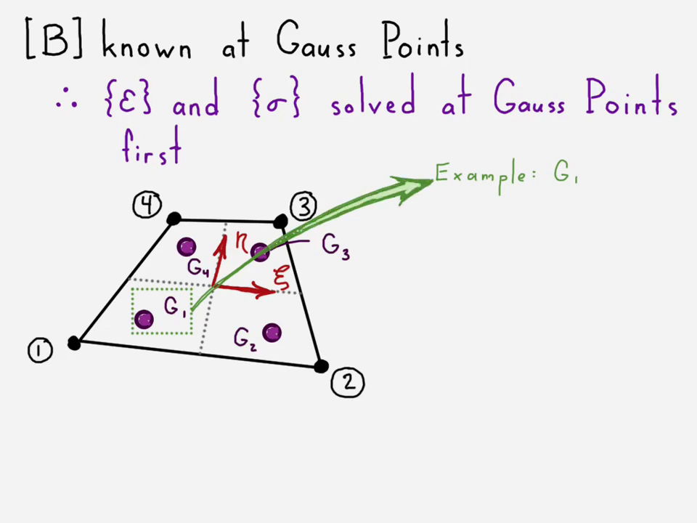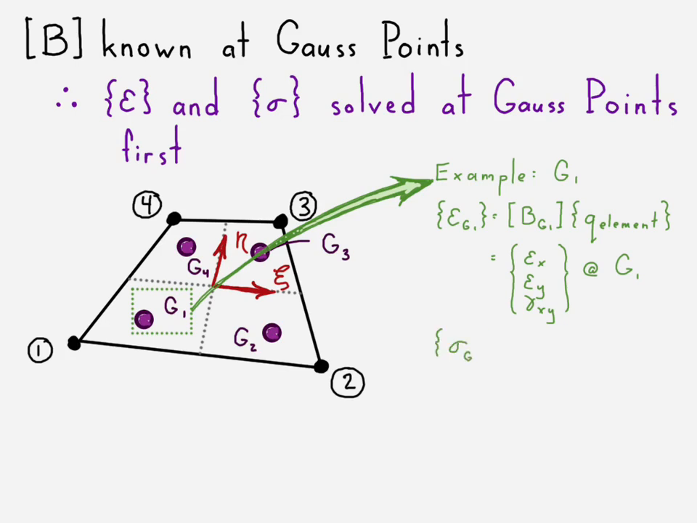We're going to take a look at an example for the first Gauss point, examining what the strains would be. So using that first equation that we said to remember, the strains equal just our strain displacement matrix at Gauss point 1, which we know, multiplied by the displacements for the element. So that gives us the normal strains in the XY directions and the shear strain at Gauss point 1. We go ahead and use Hooke's law, using the strains that are known there in conjunction with our constitutive matrix, to then find our normal stresses and our shear stress at Gauss point 1.